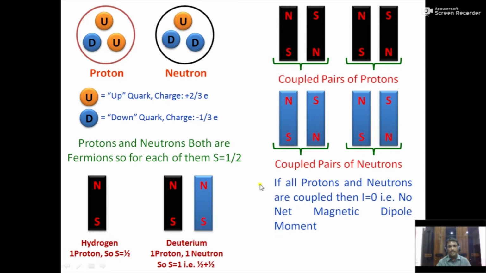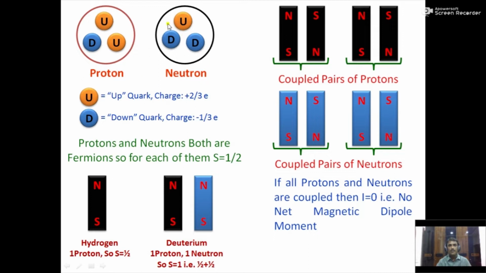In the case of deuterium, which is the isotope of hydrogen, one proton and one neutron are there. The value of S for a neutron is half. This one is the neutron, and this one is the proton. So half plus half, it has S equal to 1.